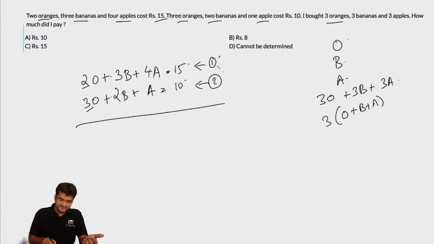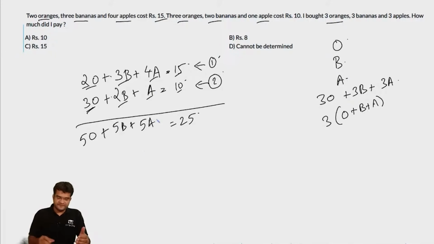That is, if you are adding the first equation and the second equation, the right hand side will be 15 plus 10, which is equal to 25. And what will the left hand side be? It will be 2O plus 3O, which is 5O, plus 3B plus 2B, which is 5B, plus 4A plus A, which is 5A. Or if you divide the entire equation by 5, you are going to get that O plus B plus A is equal to 25 by 5, which is equal to 5.